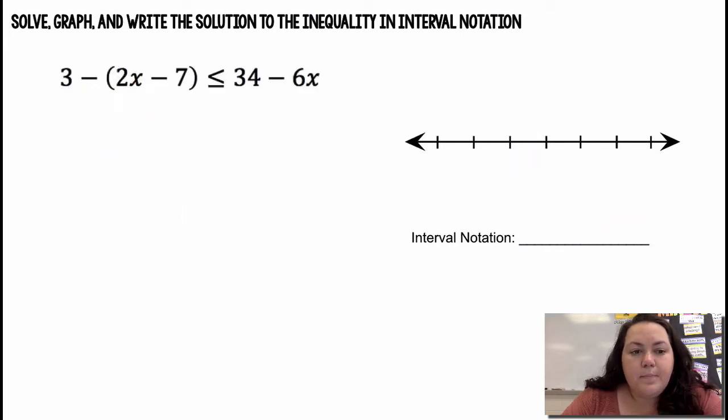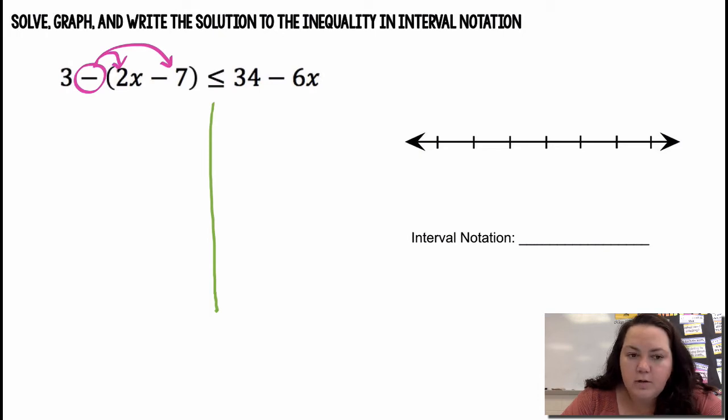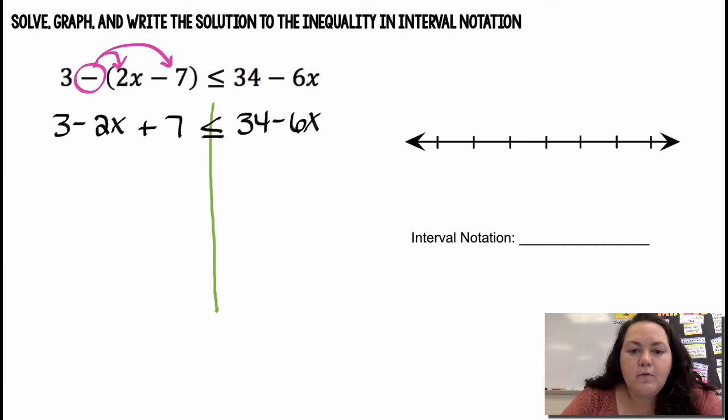All right, this one. On the left side, I have to distribute a negative. So it's really like a 1 there. Negative 1 is what I'm distributing. So I have 3 minus 2x plus 7, because a negative times a negative makes it a positive, is less than or equal to 34 minus 6x. I'm going to combine like terms. So I have a 3 and a 7, and they're both positive. So I have negative 2x plus 10 is less than or equal to 34 minus 6x.